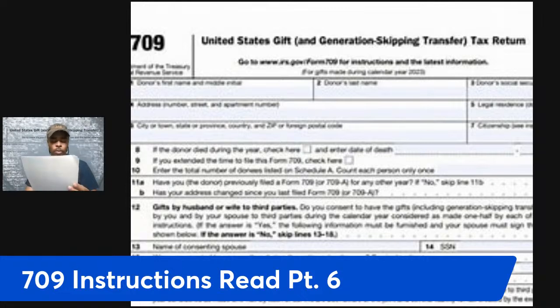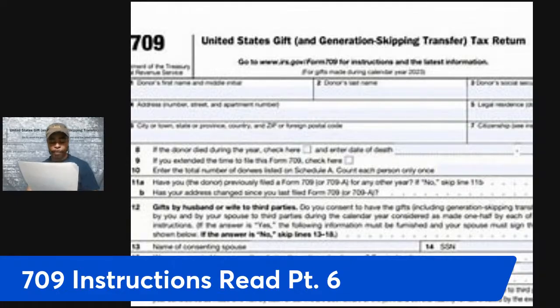Note, where the property involved in such a transfer is subject to an ETIP, an allocation of the GST exemption at the time of the transfer will only become effective at the end of the ETIP. For details, see transfers subject to an estate tax inclusion period, ETIP, earlier in section 2642F.